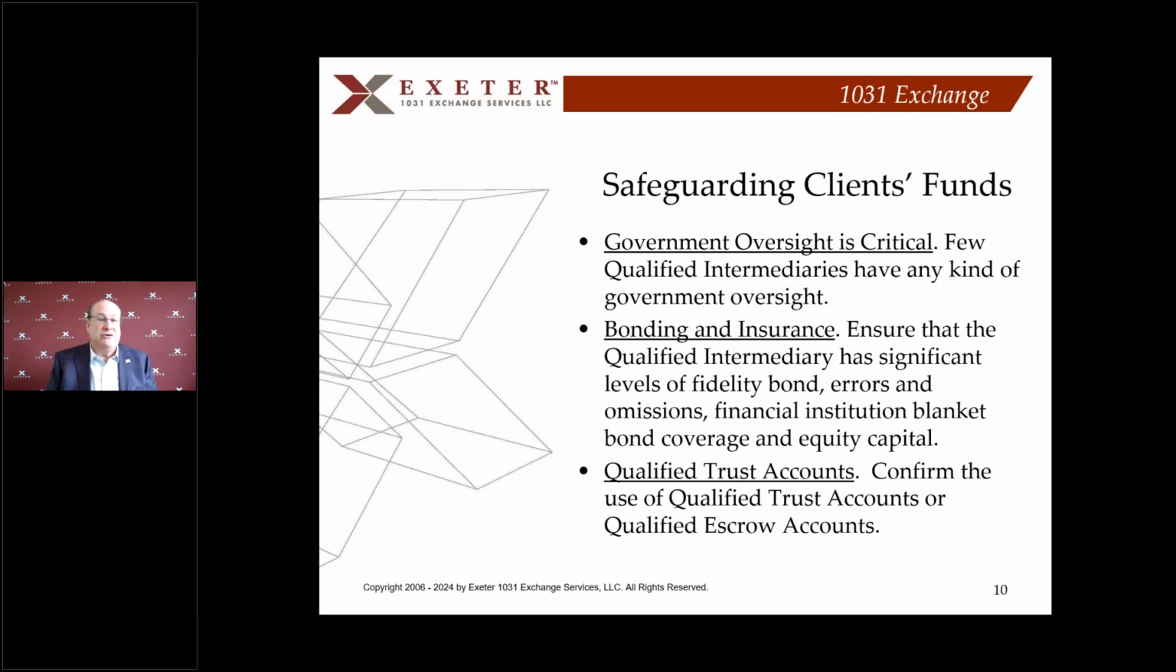Number two, you want to make sure they're bonded. So you want to check the insurance coverage that I mentioned before, the fidelity bond coverage, E&O insurance coverage, the financial institution blanket bond, which they'll only have if they're a regulated entity, things like that. And you want to check their equity capital.